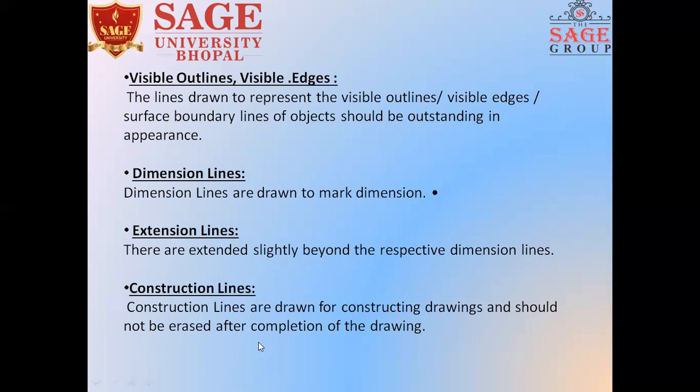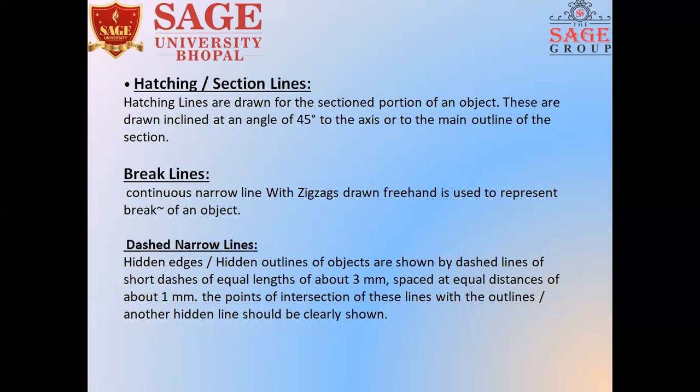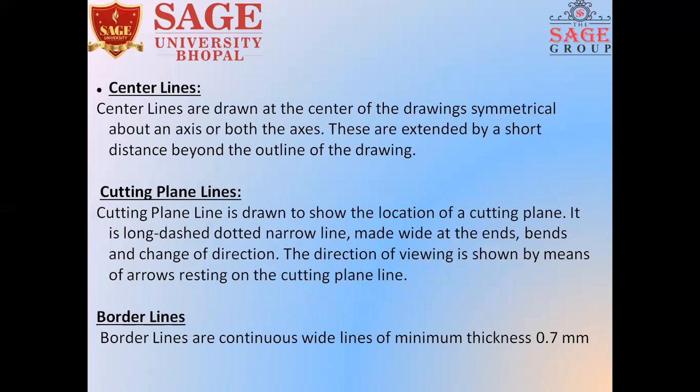Next we discuss the dimension line. As usual, dimension lines are drawn to mark dimensions, then extension line, construction line, hatching line. Hatching lines are drawn for the sectioned portion of an object. When you cut an object into two portions, hatching lines must be drawn, inclined at an angle of 45 degrees to the axis or to the main outline of the section. Break line is a continuous narrow line with zigzag drawn freehand, used to represent a break of an object. Then dashed narrow line, center line, cutting plane line, border line.